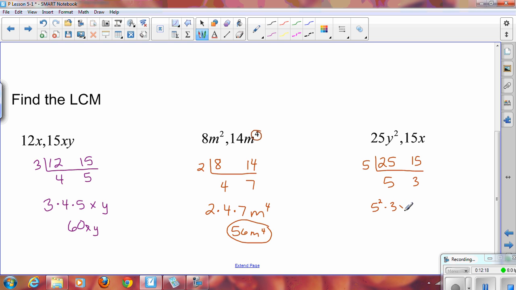We have an x up above and a y. Remember, we always put our variables in alphabetical order. So we always put the x before the y. The y has a squared, so we're going to need that. Okay, 5 squared is 25. 25 times 3 is 75. And our variables are x, y squared.